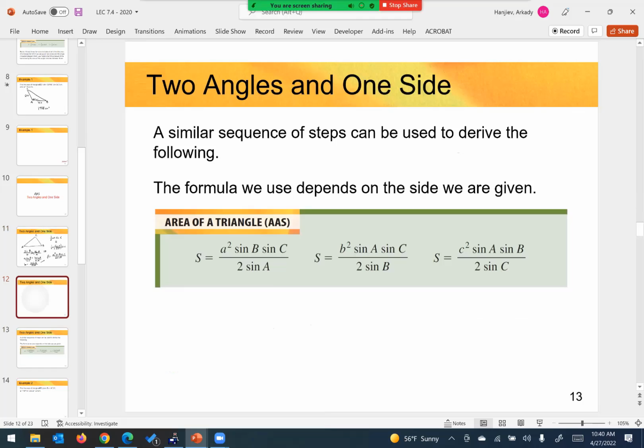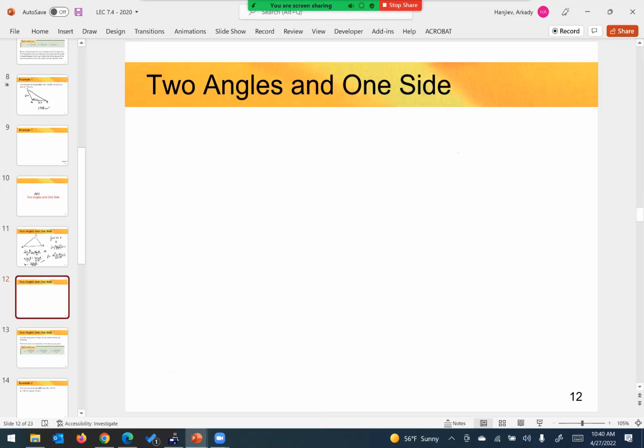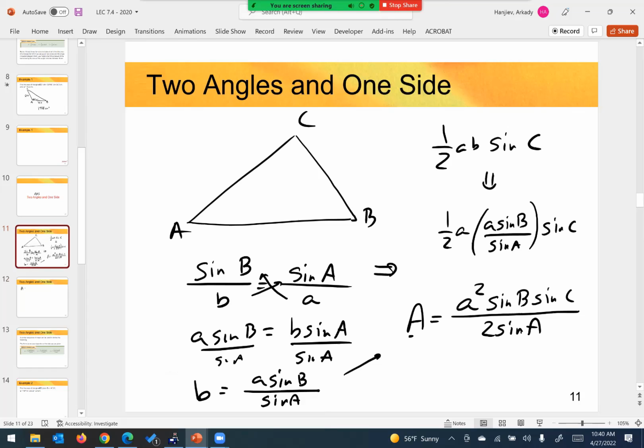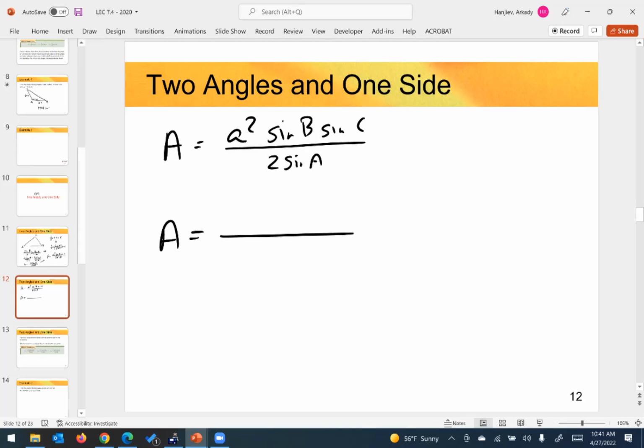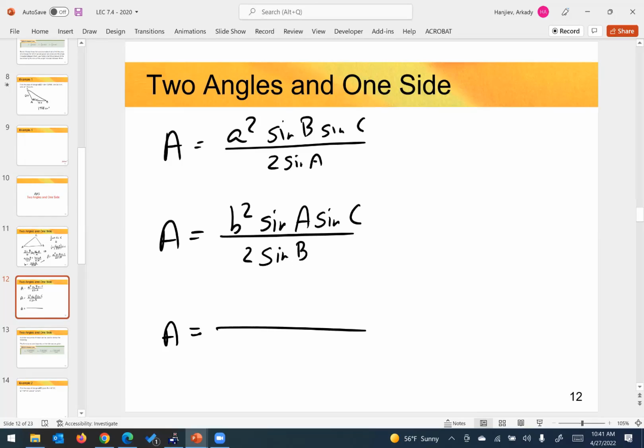Let me see if we did it all correctly. So here it is. The area is, let me go back to this one here. A squared, you guys have to help me out here. A squared, sine of B, right? Sine of C all over 2 sine of A. That's the first one. Second one, B squared, sine of A, sine of C over 2 sine of B. And the last one, C squared, sine of A, sine of B over 2 sine of C.